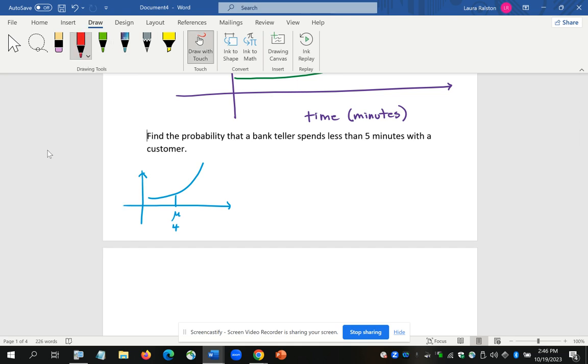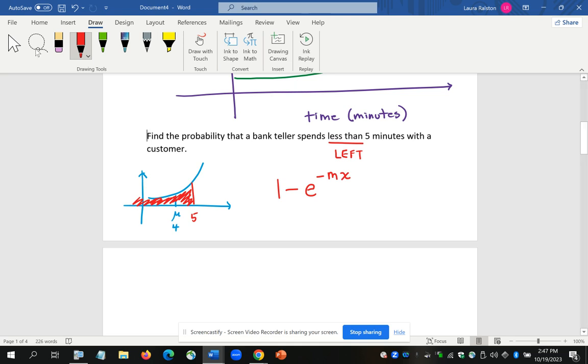The picture's mainly going to help me see that I've got to do less than, or to the left. The fact that this says less than is going to be to the left. And the fact that it is to the left tells me which formula to use. The formula for left is 1 whole minus e to the negative mx.